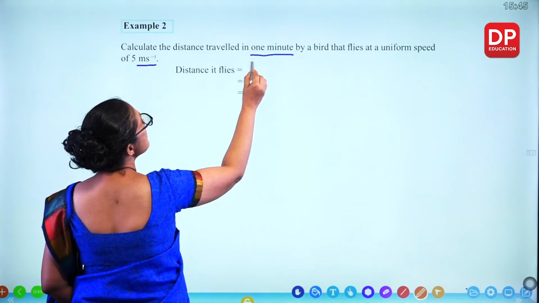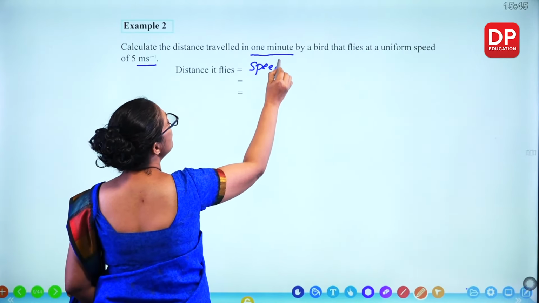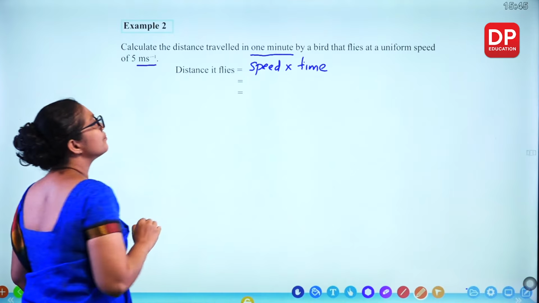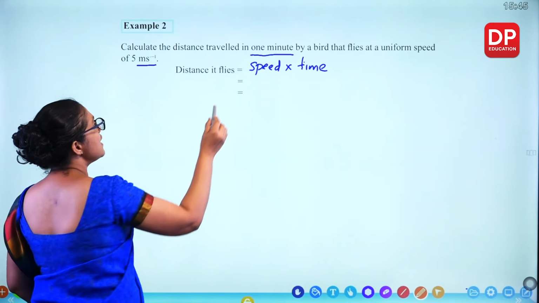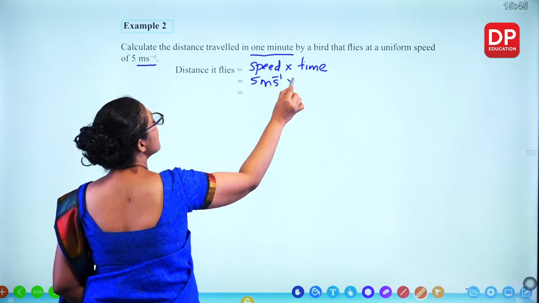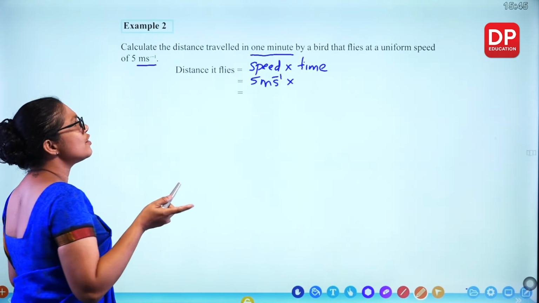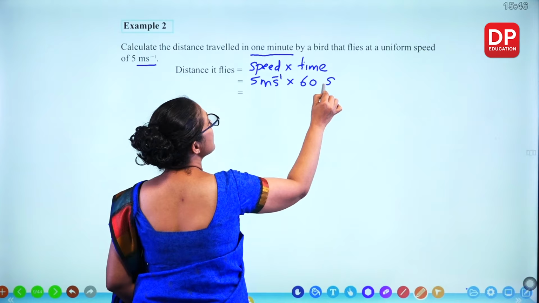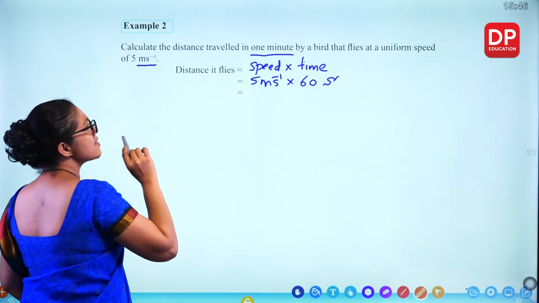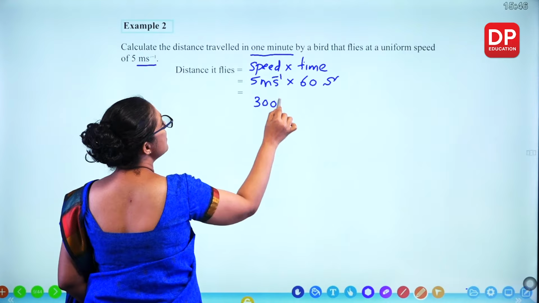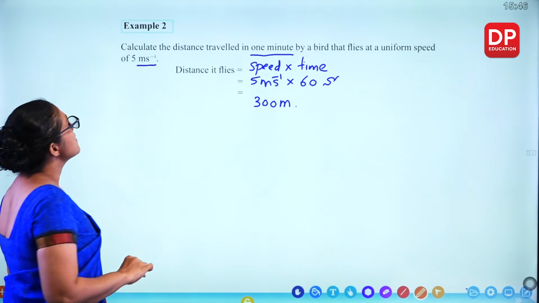What's the distance? Speed into time. Speed is 5 meters per second. What's the time? We have to convert to seconds first. 1 minute means 60 seconds. So 60 times 5. 300 meters is the answer.